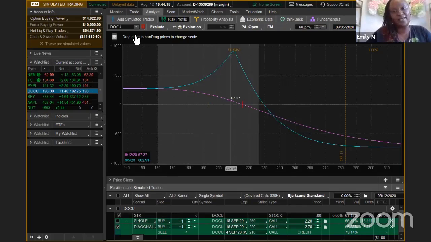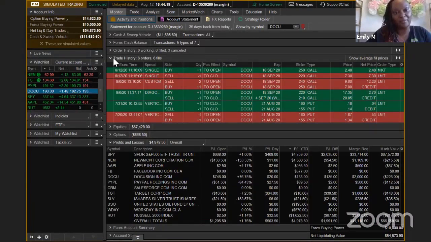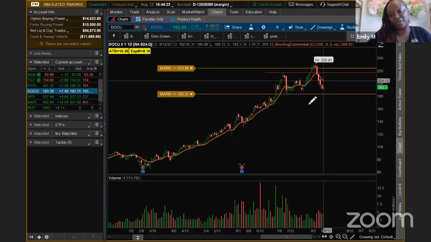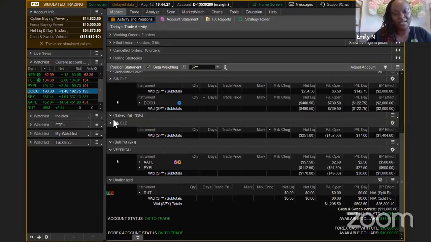It's now a credit spread, and we're just going to hold on to that and take profits at some point. Because it's in a bearish trend, it was bullish turned bearish, I'm going to keep an eye on it and then take profit on DocuSign at some point.